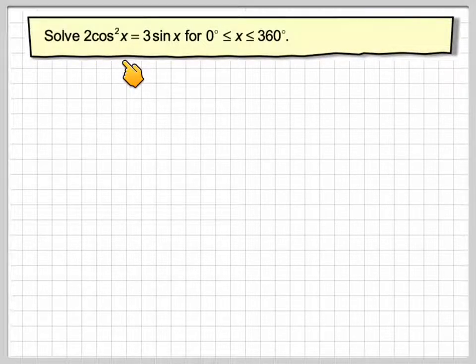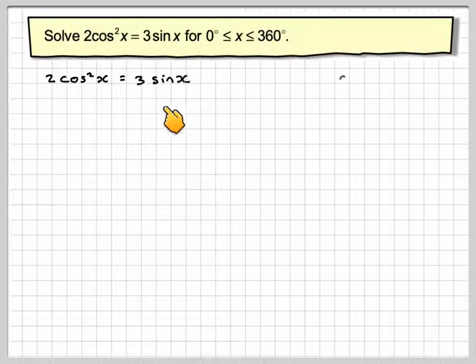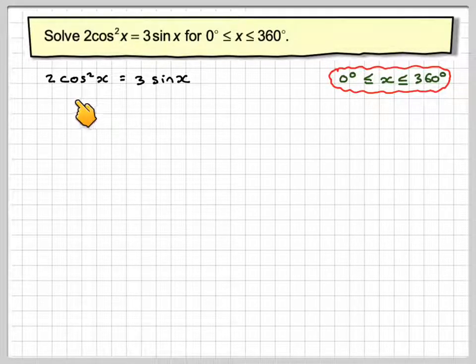So we're going to solve 2 cos squared x is equal to 3 sine x for x being between 0 and 360. So we've got 2 cos squared x is equal to 3 sine x between 0 and 360. We're going to put this in terms of sine, so we're going to replace cos squared x.